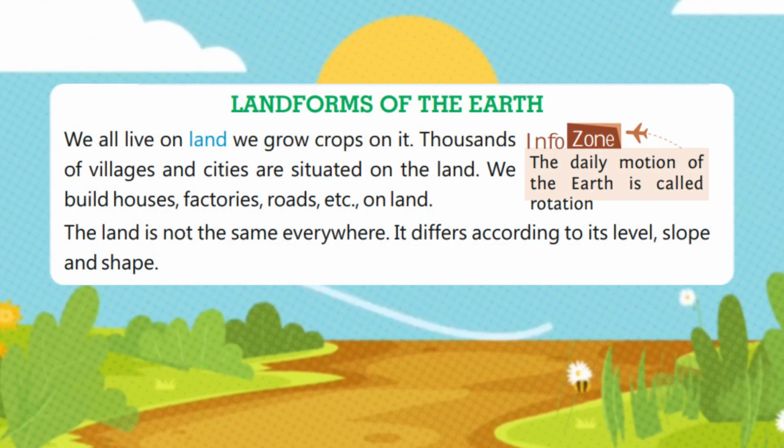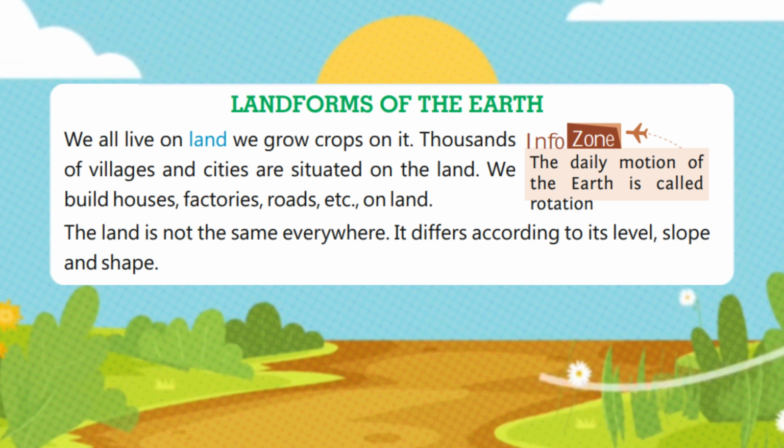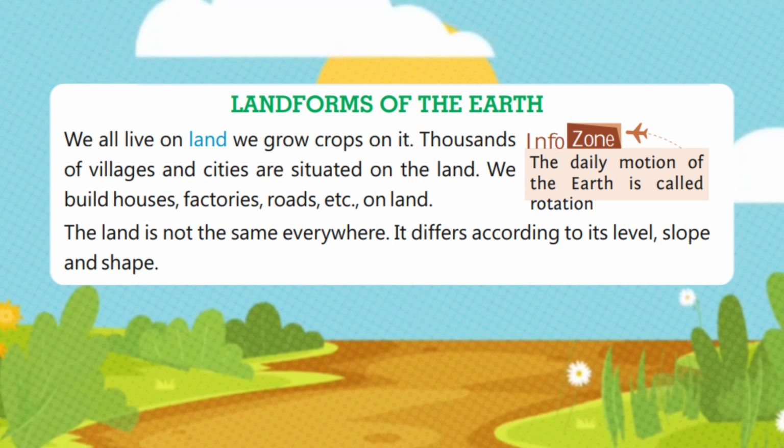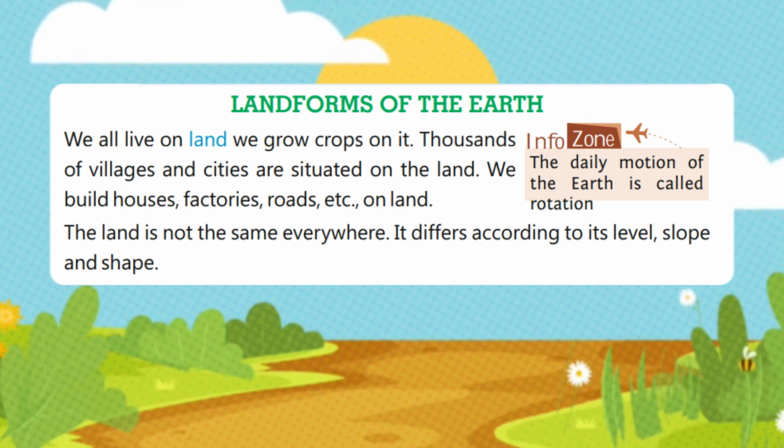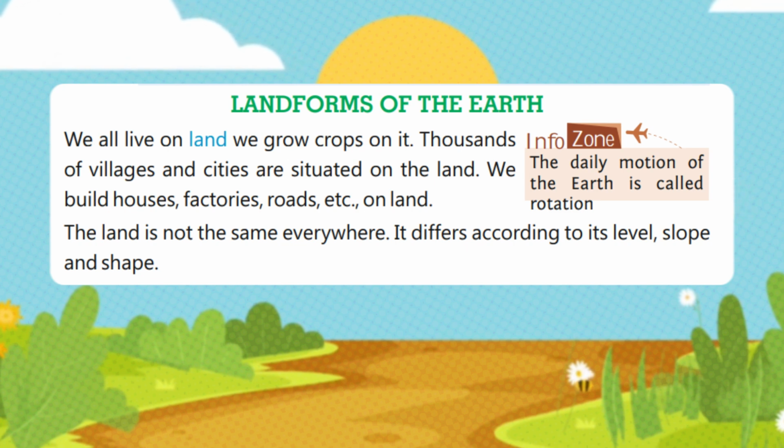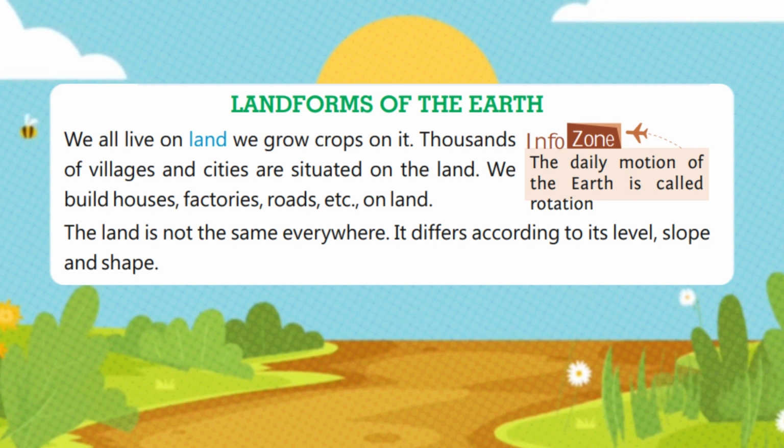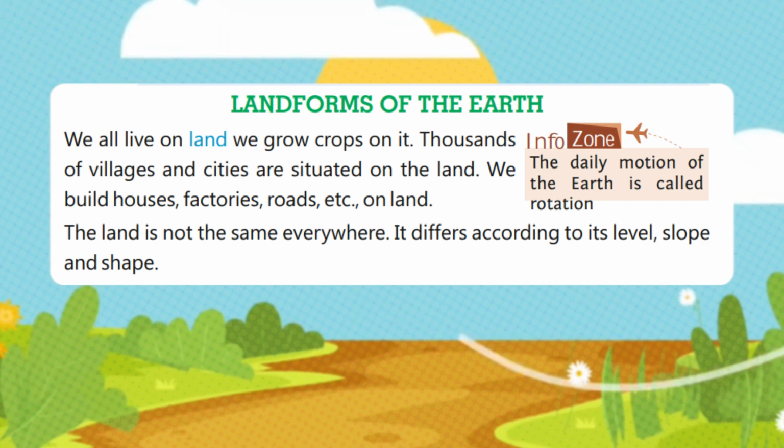Landforms of the Earth. We all live on land, we grow crops on it. Thousands of villages and cities are situated on the land. We build houses, factories, roads, etc. on land. The land is not the same everywhere. It differs according to its level, slope and shape.